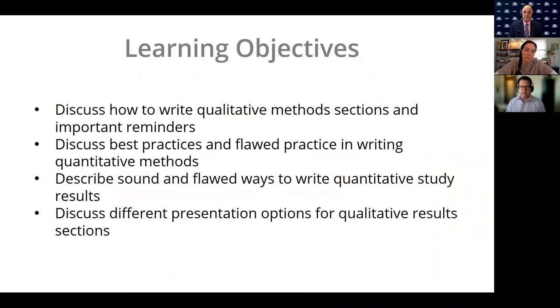So today we're going to advance on that by discussing how to write qualitative methods sections and important reminders of what needs to be included. We're going to discuss best practices and flawed practice in writing quantitative methods. What's a good example, what's a bad example. Also, we're going to talk about sound and flawed ways to write quantitative study results and discuss different presentation options for your qualitative results and quantitative results section. Next slide.